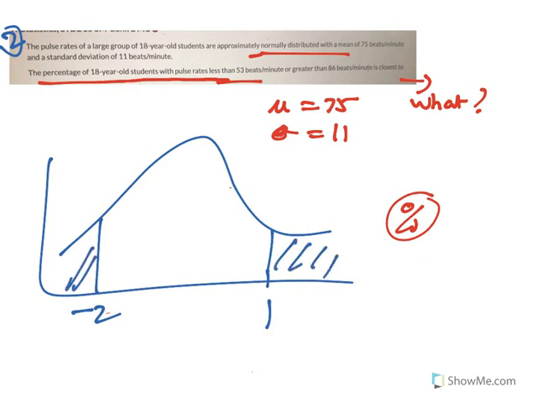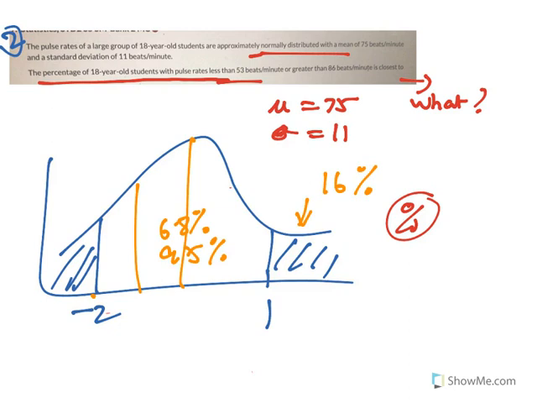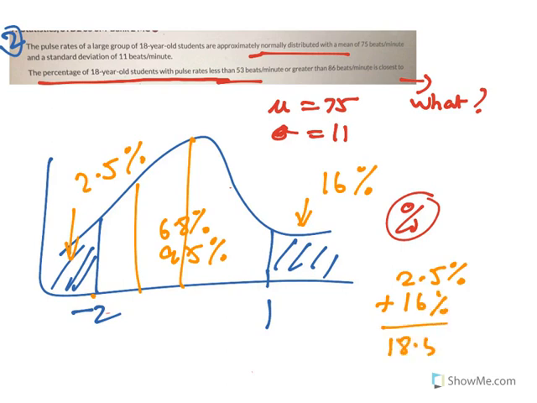We're after this area and this area. Now looking at that, if you did halfway, for a z-score of 1, that was 68%, so that would be 16% there. For a z-score of 2, it was 95%, so that would be 2.5%. So 2.5% plus 16% is 18.5% of the students.